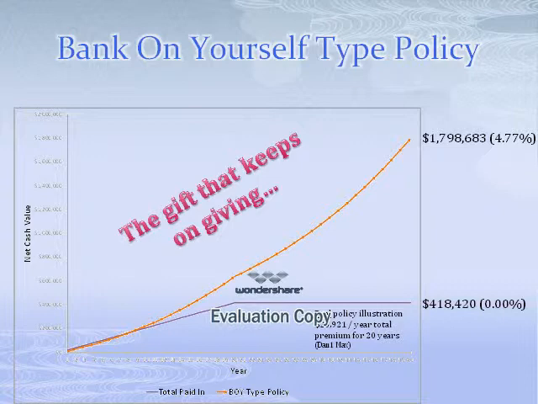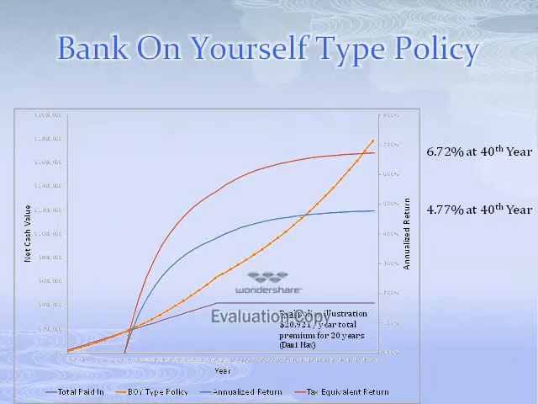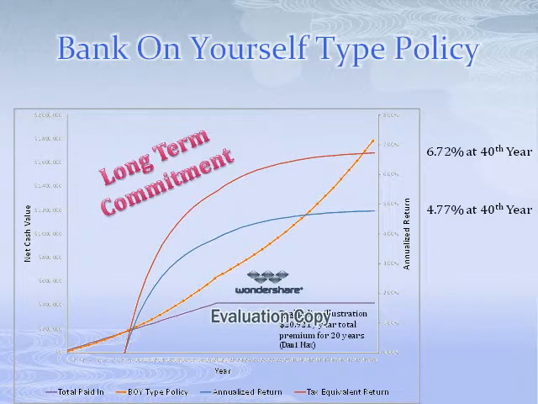Again, looking at my real policy, if you extend the time window out to 40 years, the total return on that policy ends up being 4.77%, even though I stop paying all premiums after year 20. There's no free lunch though, and a bank on yourself type policy is a long-term commitment.